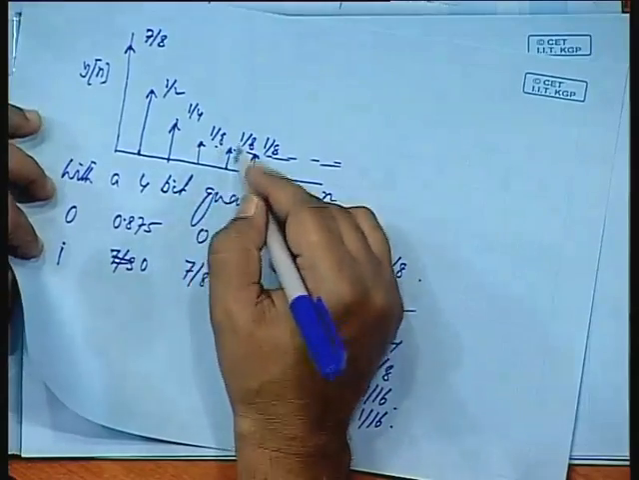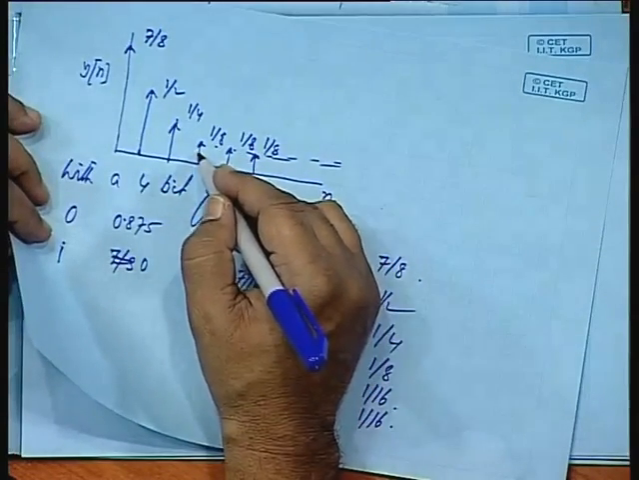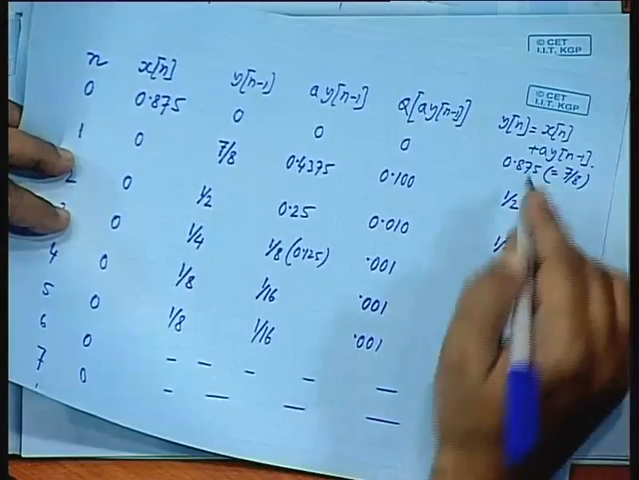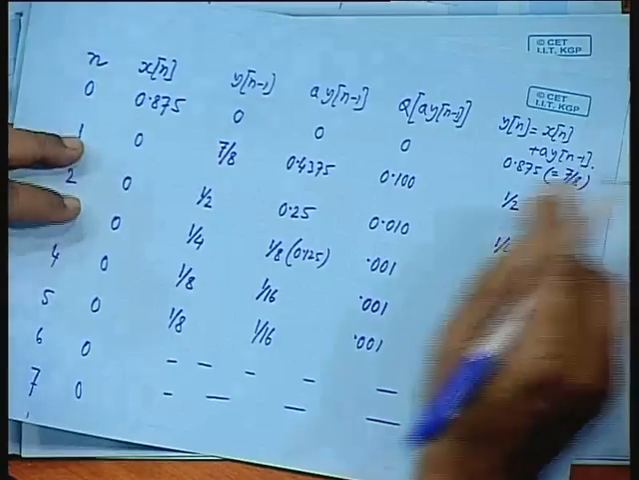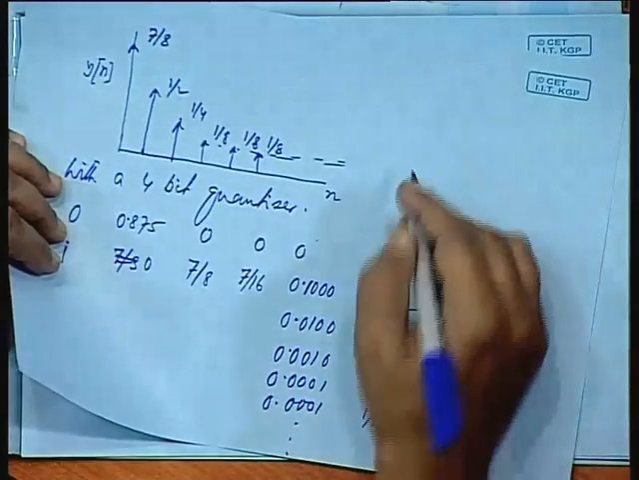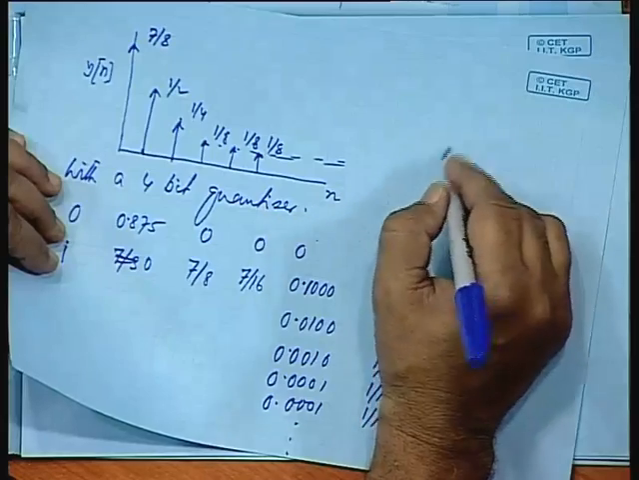If we change the sign of A, it will be alternating between plus 1 by 8 and minus 1 by 8. You can see for yourself in the earlier table, you just put minus A times y n minus 1 and then see the effect. It will be oscillation with 1 by 8 and minus 1 by 8.